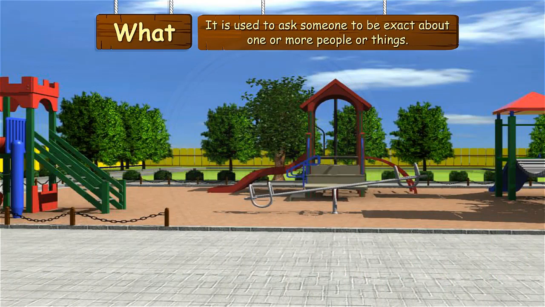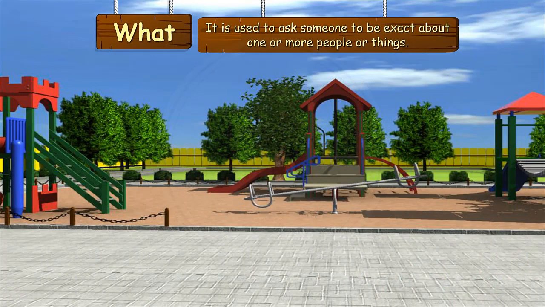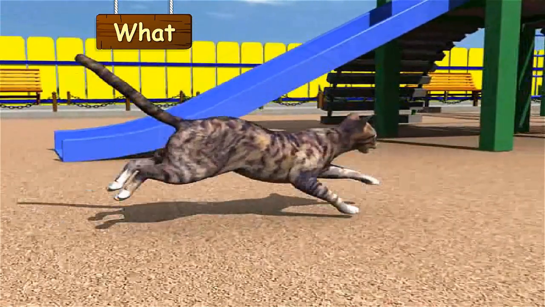What is usually used to refer to inanimate objects and actions. What will the cat do? In this question, what refers to the action that the cat will take.